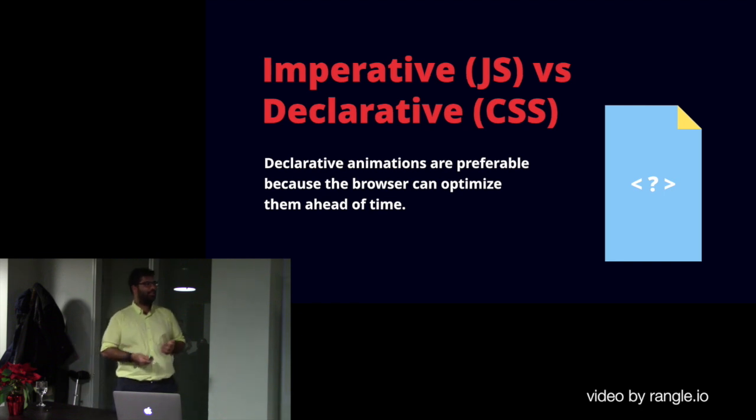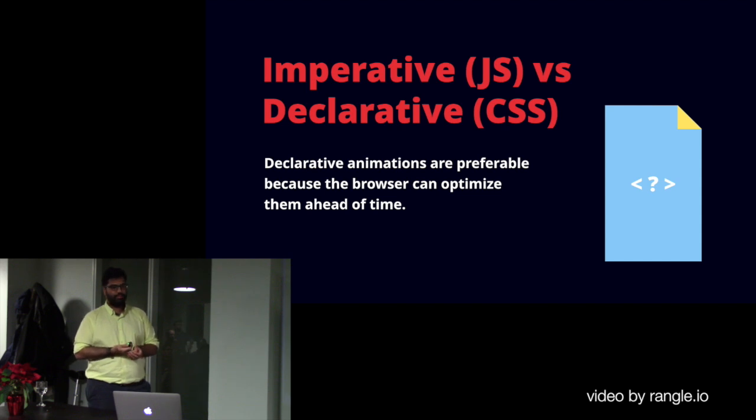And lastly, I wanted to talk about imperative versus declarative animation. Generally, it's preferred to do declarative animation because the browser really knows how to optimize it, and it can actually do that ahead of time and give you much better performance. But unfortunately, you can't really do that every single time because you might have dynamic styles that need to be generated, and you have to set them through JavaScript.